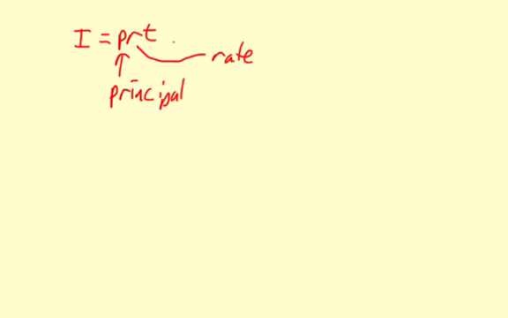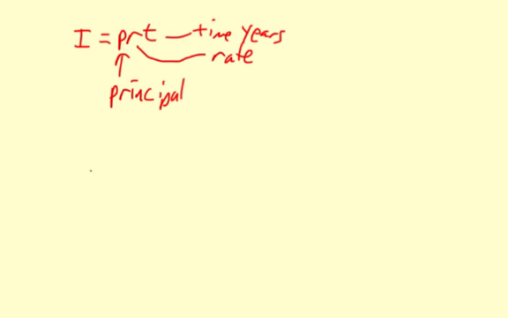So there's a simple formula for this. I, which is the interest earned, equals PRT. And P is called the principal amount. And the R is the interest rate. And T is the time in years. So if you know these things, you can figure out how much interest is earned or paid, depending on the situation.